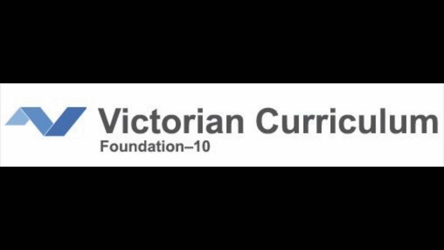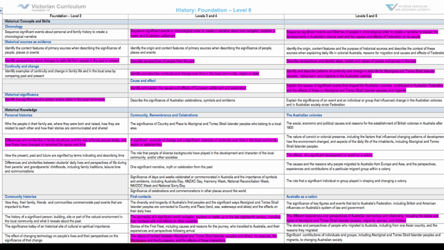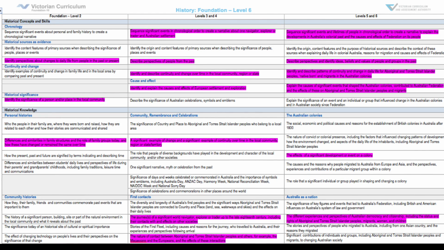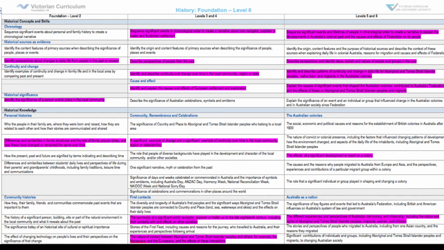The installation lends itself to multiple domains and curriculum areas and is a great resource that can be used in schools to cover these areas. Slavery is a concept that can be explored from Foundation to Level 6 within the history domain of the Victorian curriculum. In Foundation to Level 2, students explore the differences and similarities in family structure and how these have changed over time, as well as identifying perspectives about changes to daily life from people in the past or present.